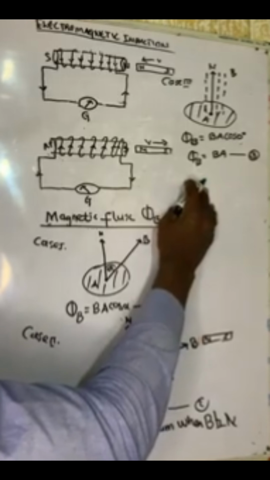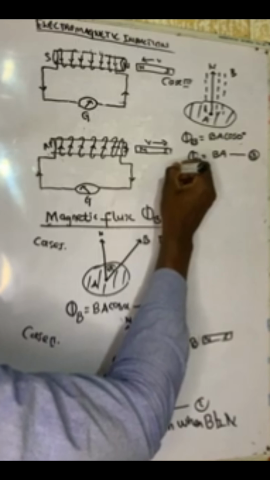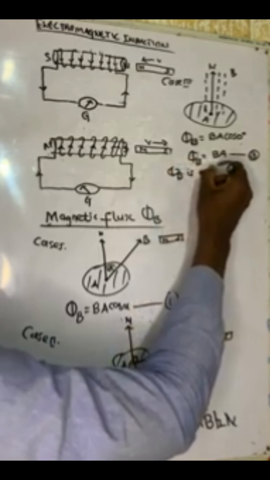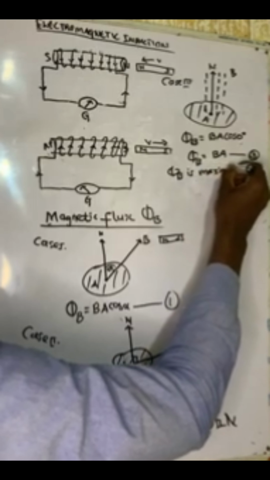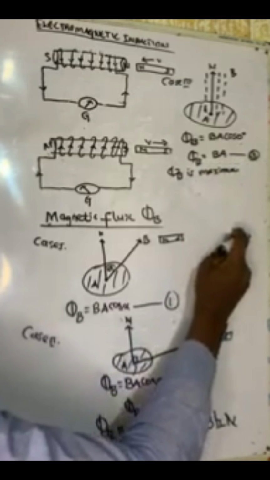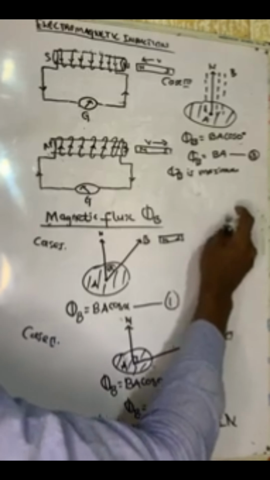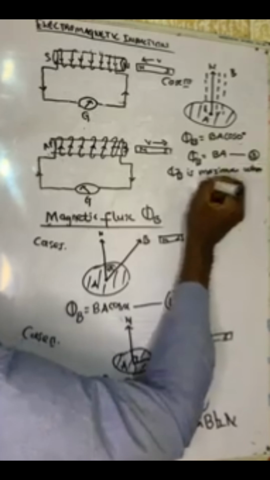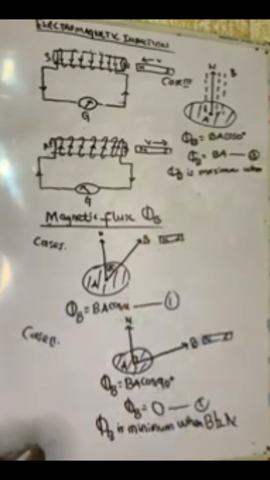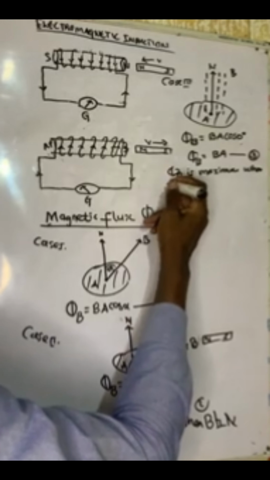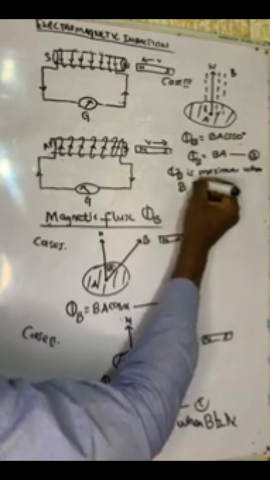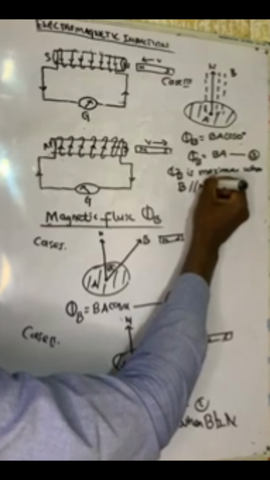So it means that the magnetic flux is maximum if you want to achieve a maximum magnetic flux, then the magnetic field should be positioned such that it will be parallel to the normal of the conductor. So magnetic flux is maximum when the magnetic field or the magnetic flux density is parallel to the normal.